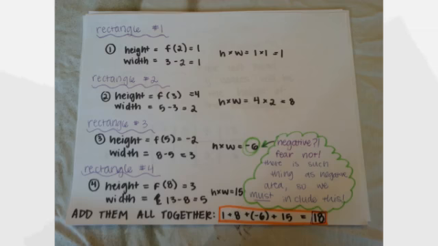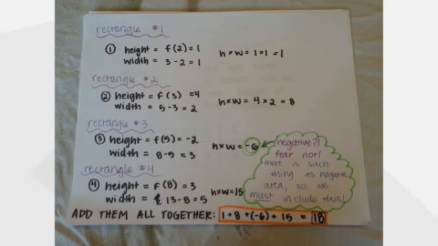For rectangle number 1, we know that the height will be f of 2, or 1, because 2 is the leftmost x value of this rectangle. The width is the difference of the two x values, which are 3 and 2, so the width will be 1. Width times height equals 1.